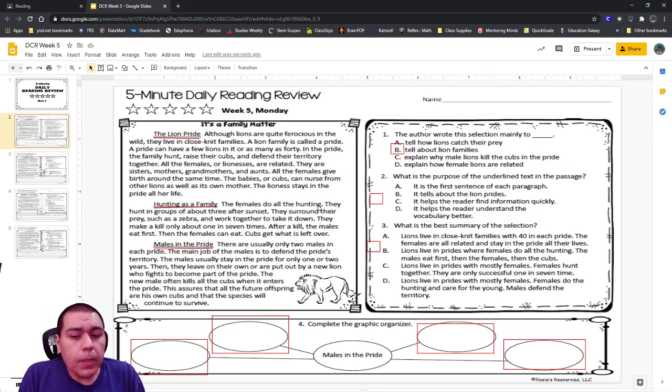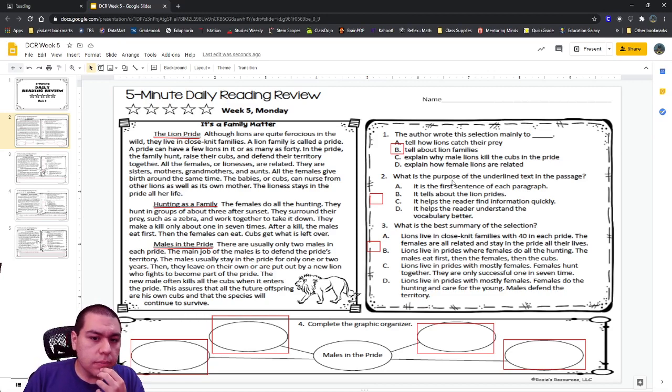Okay. What about question 2? What is the purpose of the underlined text in the passage? Well, we just underlined it again, but we have 3 pieces of underlined text: the lion pride, hunting as a family, males in the pride. What do you think the purpose, the reason is that they underlined those parts?